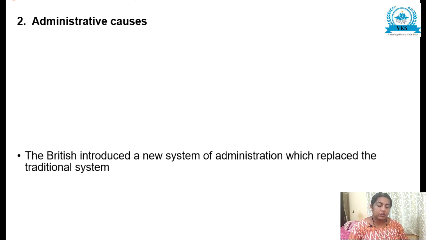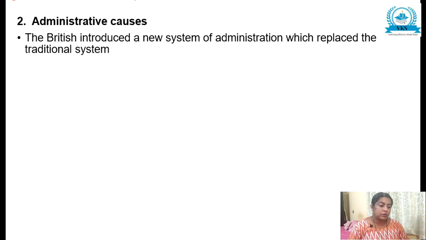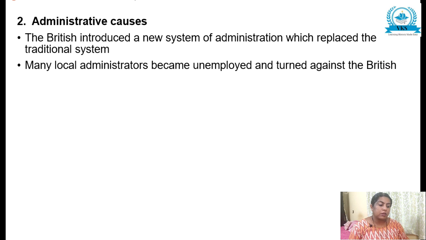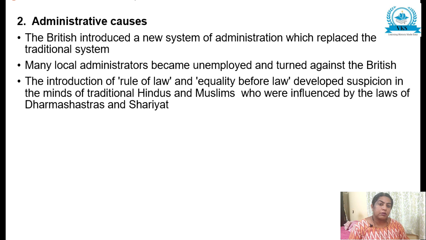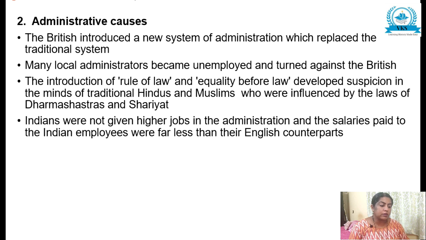Second is the administrative cause. The British introduced a new system of administration which replaced the traditional system. Many local administrators became unemployed and turned against the British. The introduction of rule of law and equality before law developed suspicion in the minds of traditional Hindus and Muslims who were influenced by the law of Dharma Shastra and Shariat. Indians were not given higher jobs in the administration, and the salaries paid to the Indian employees were far less than their English counterparts.